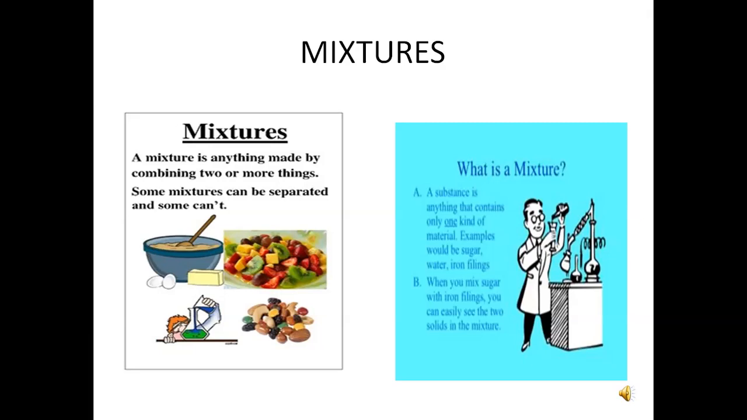For example, take a snack. Can you identify and mention a few things that are present in snacks like a mixture or fruit mixture? You are able to identify the ingredients in them from their colors, appearance and taste. So, some mixtures can be separated and some mixtures cannot be separated.